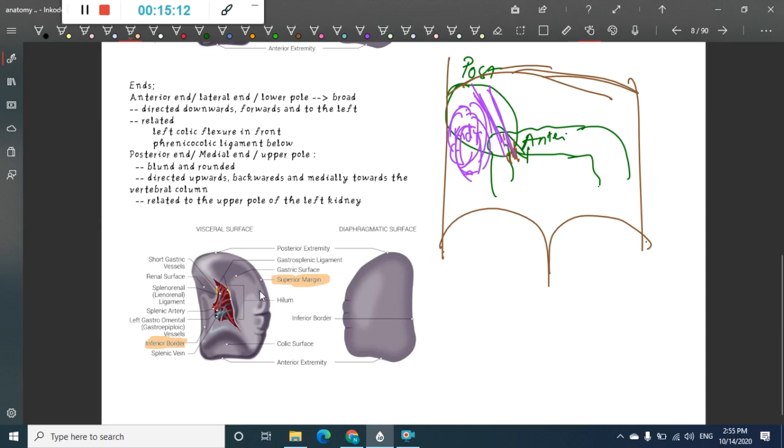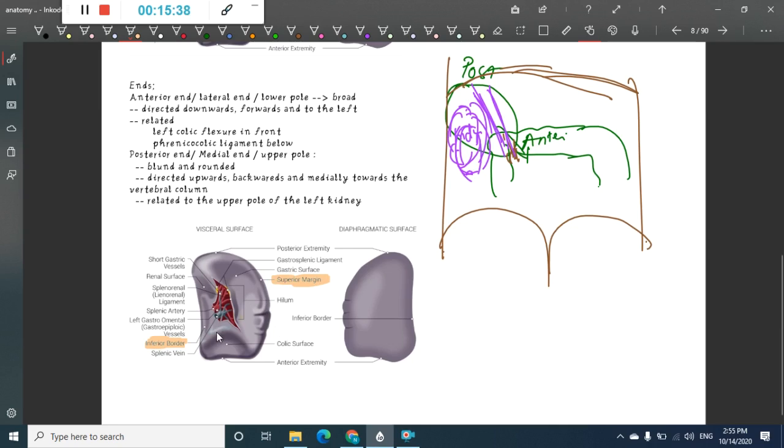it is thin and convex, and it separates the visceral surface, that is, it separates this gastric impression from the diaphragmatic surface. It has mainly two notches seen near its anterior end. These are the two notches. These notches indicate that the spleen is developed by the fusion of separate masses of lymphoid tissue.